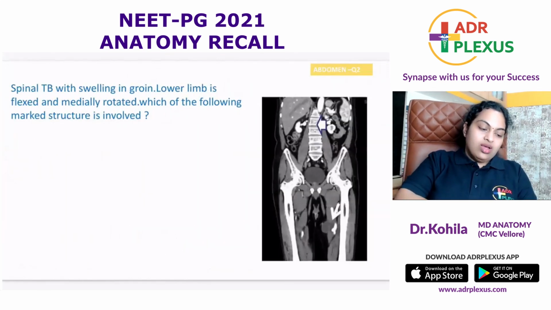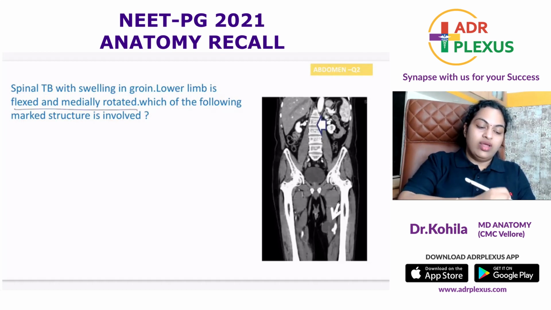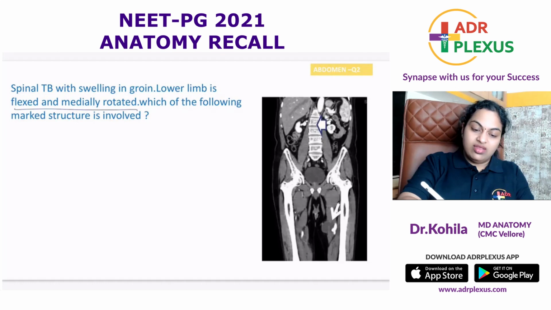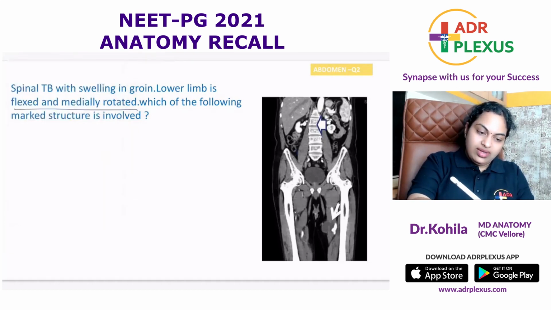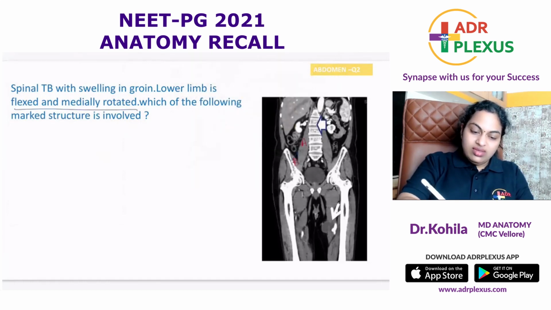Okay. Spinal TB with swelling in groin, lower limb is flexed and medially rotated. Which of the following marked structures is involved? The structures are marked, so you need a different color. I'll take a red one. So this is A, this is B, C, and D.